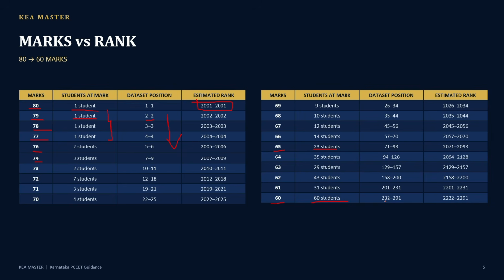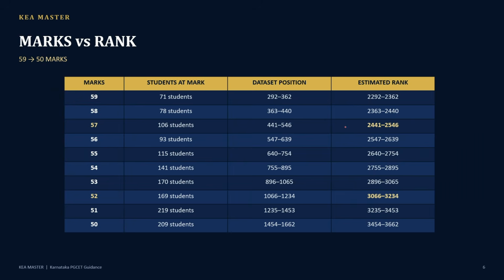They occupy position 232 to 291, which gives an estimated rank range of 2232 to 2291. Now let's move into the 50s, where we have a much larger number of students. This is probably the most important part for many students. At 59 marks, we have 71 students, giving an estimated range of around 2292 to 2362.